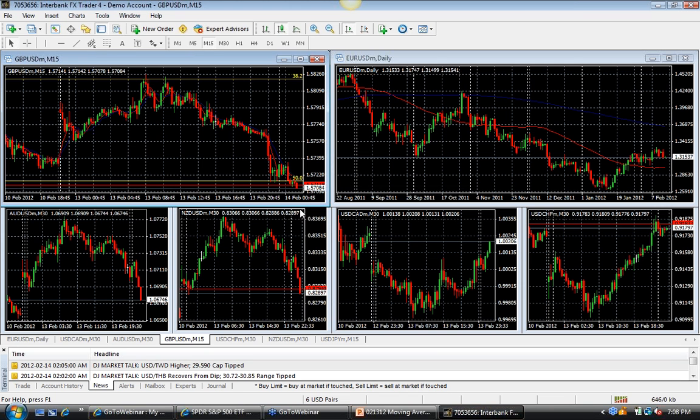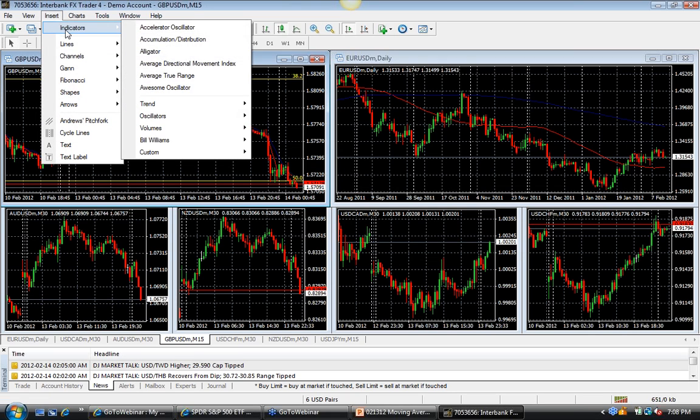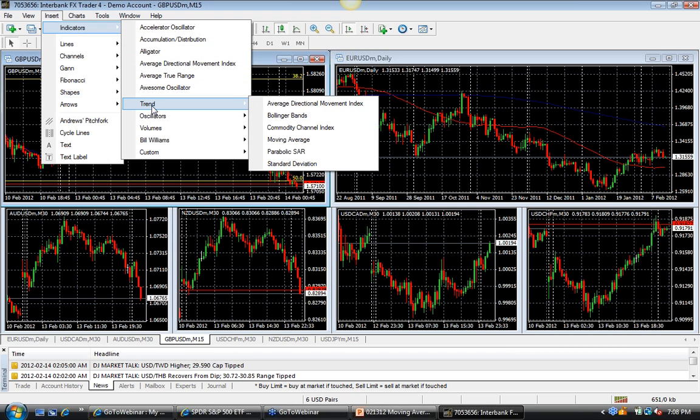And if I go right into here to Interbank FX and I bring up the platform here, the MetaTrader 4 platform, if I go to Insert and I go to Indicator, okay, Insert Indicator, and I look very quickly for my trend because I understand that moving average is a trend. Under trend, it brings up some popular trend indicators, and right here, moving average.